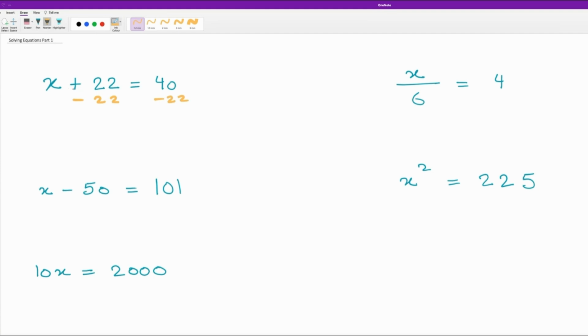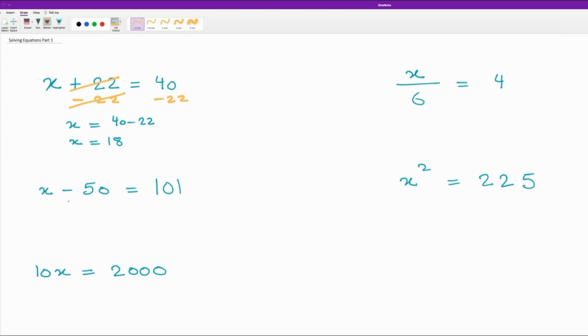In that way, plus 22 and minus 22 will cancel, leaving us with x is equal to 40 minus 22. And in this case, we know that x will equal 18, and that is our final answer. Let's move to the second question.